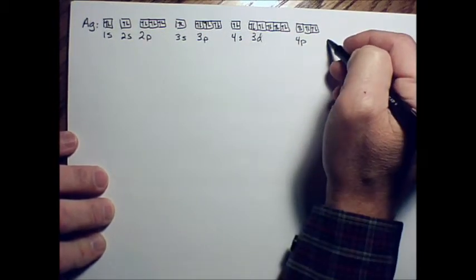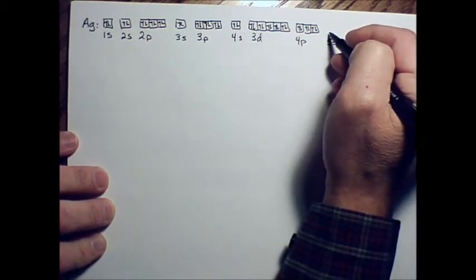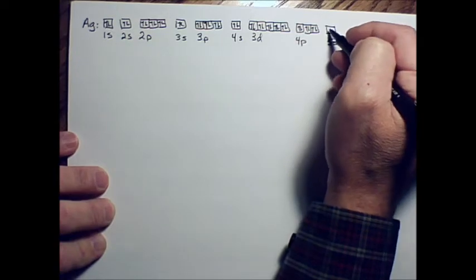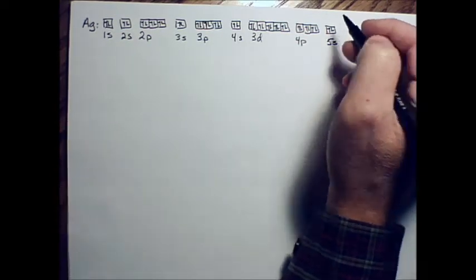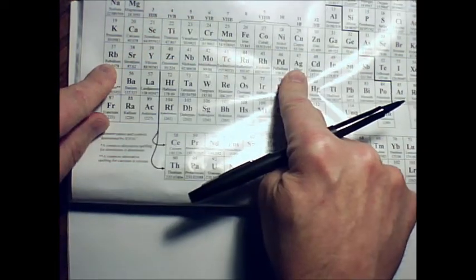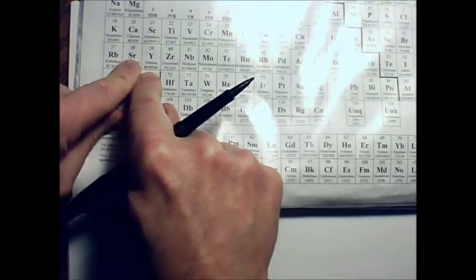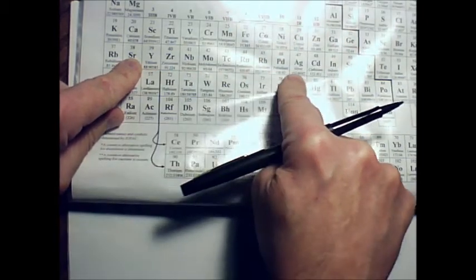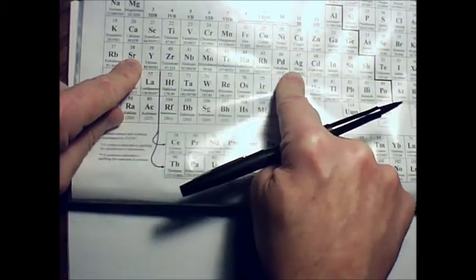And then we go to the 5th primary level, and 5s. S is always the first sublevel you come to. 2 electrons there. So we're 1, 2, 3, 4, 5. We're in this row right here where silver is. So after we fill up 5s, we're going into 3d. I'm sorry, 4d here, okay?